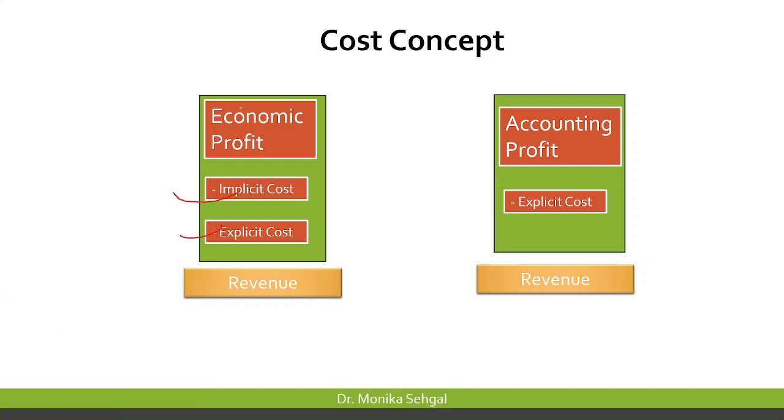If we deduct both the implicit and explicit costs from revenue, we get the economic profit. If we deduct the explicit costs only, that is also known as the accounting cost, we get the accounting profit. So what is the difference between implicit cost and explicit cost? Implicit costs are those costs which cannot be attributed or measured, and explicit costs are those costs which can be measured.